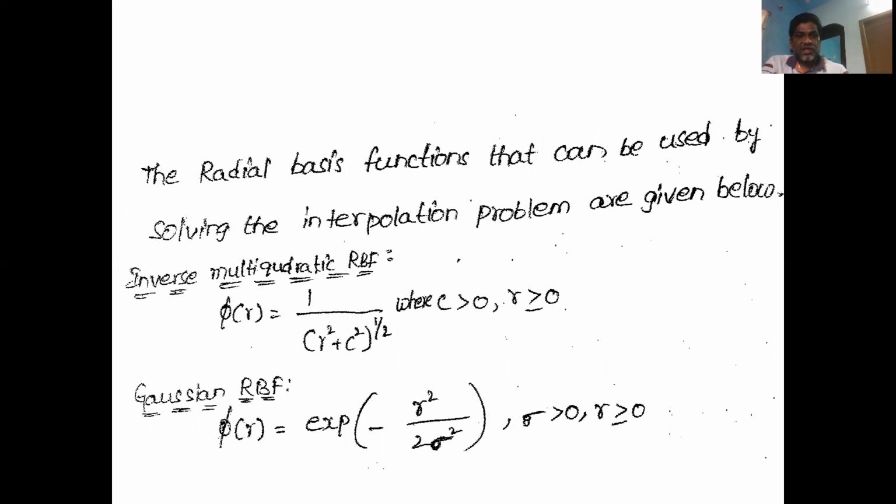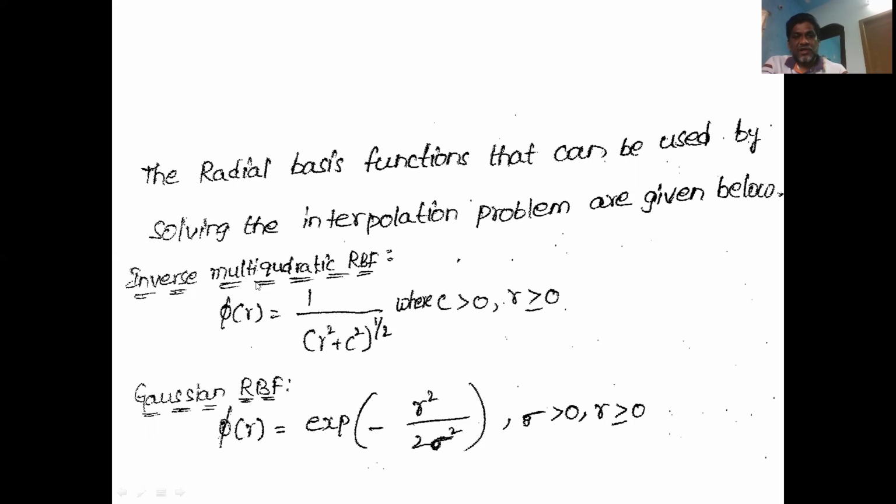The first one is the inverse multi-quadratic RBF. It is defined like this: phi of R is equal to 1 by the square root of R square plus C square, where C is greater than 0 and R is greater than or equal to 0. C is the center that we assume, and R is the value from the input space, that is the input pattern.